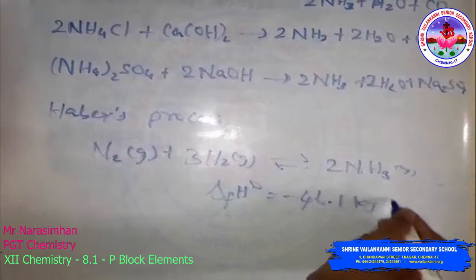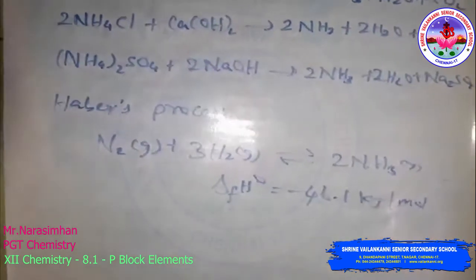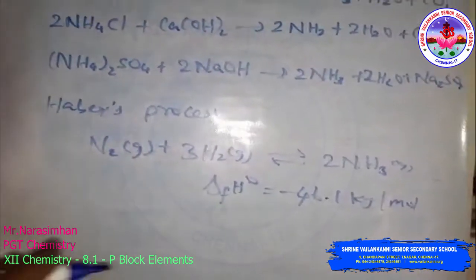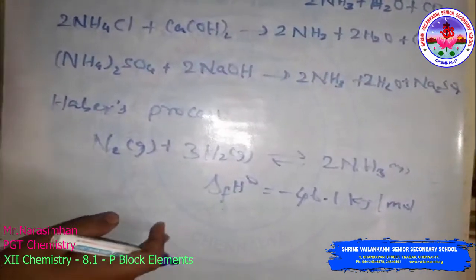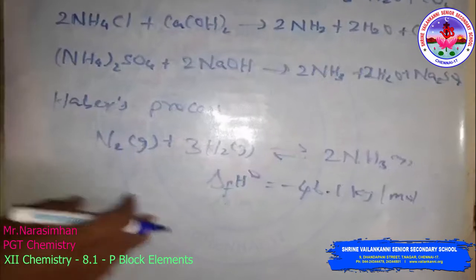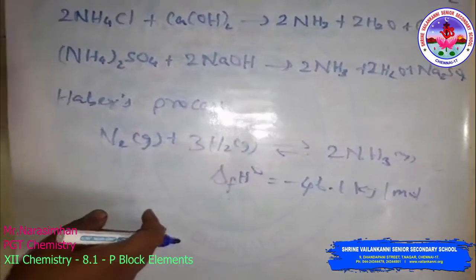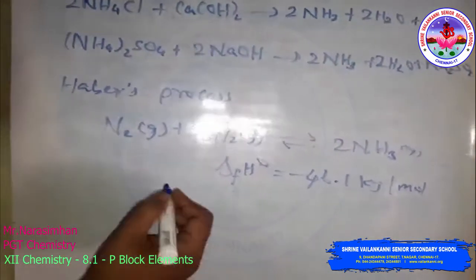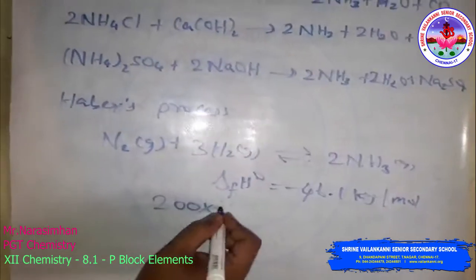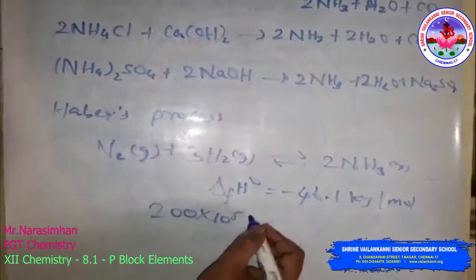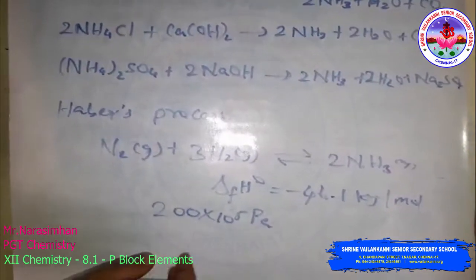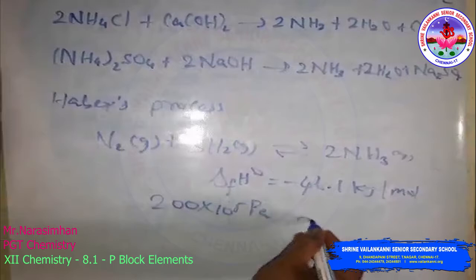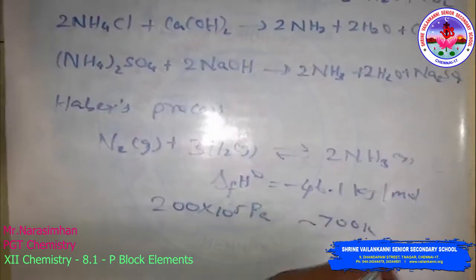minus 46.1 kilojoule per mole. With Le Chatelier's principle, high pressure would favor the formation of ammonia. The optimum conditions for the production of ammonia are a pressure of nearly 200 times 10 to the power 5 Pascal, about 200 atmospheres, and a temperature of nearly 700 Kelvin.